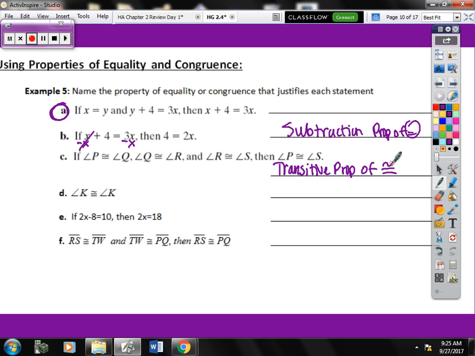D, angle K is congruent to angle K. Maddie? Reflexive property of congruence. E, Marquise? Addition property of equality. Good, they added 8 to both sides, so that's our addition property. And that's of equality. Last one should be also transitive, right?